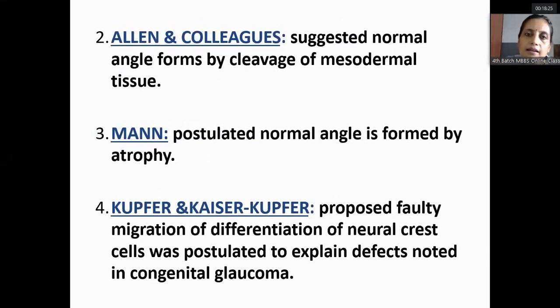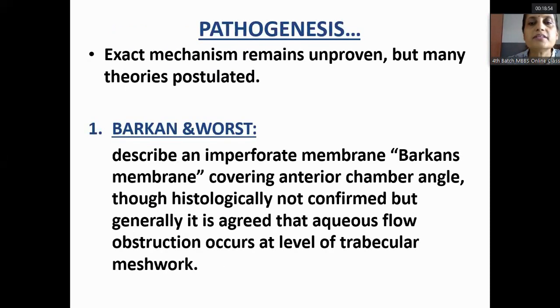Another theory, given by Allen and colleagues, suggests the normal angle is formed by the cleavage of the mesodermal tissues. Mann postulated the normal angle is formed by atrophy, and Cassius and Kupfer postulated faulty migration or differentiation of the neural crest cells to explain the defect noted in congenital glaucoma. Barkan's theory says there is some membrane at the level of the trabecular meshwork which obstructs the outflow. So you have to remember Barkan's theory.